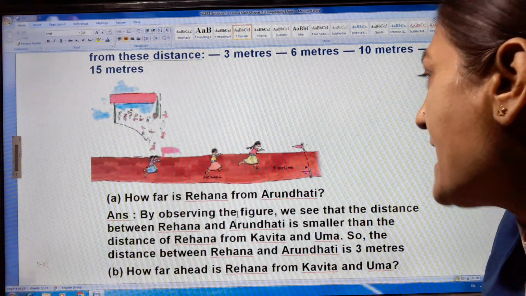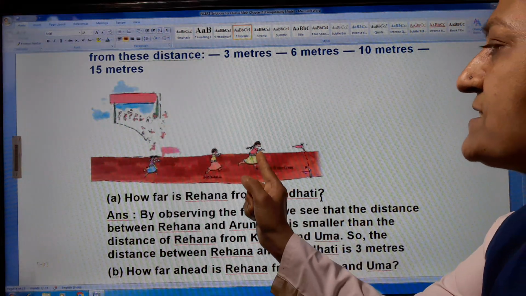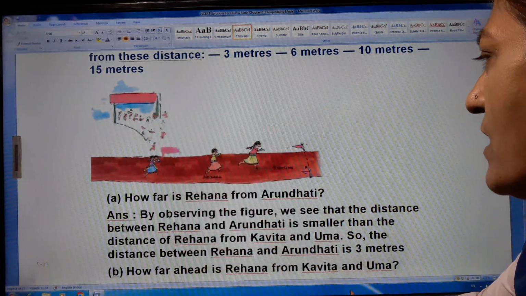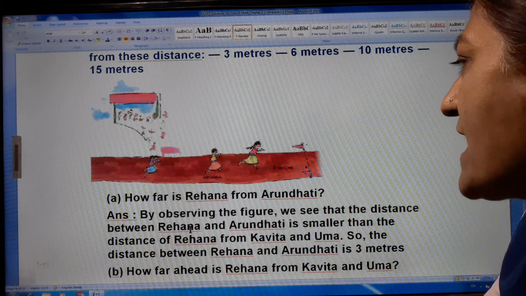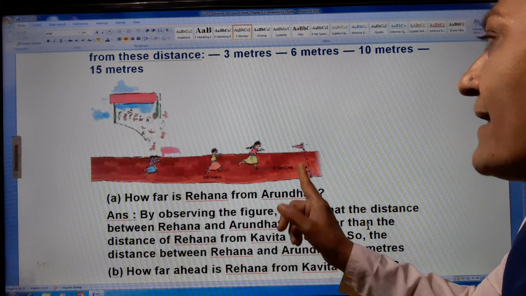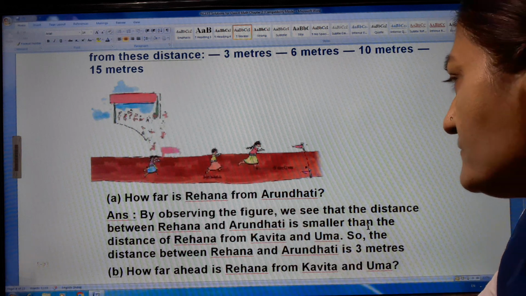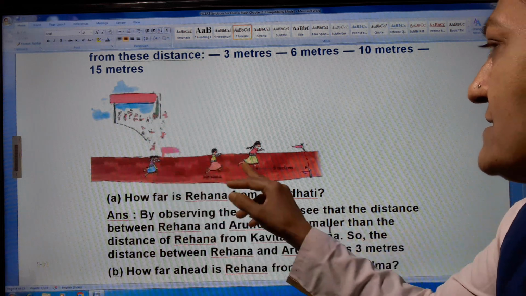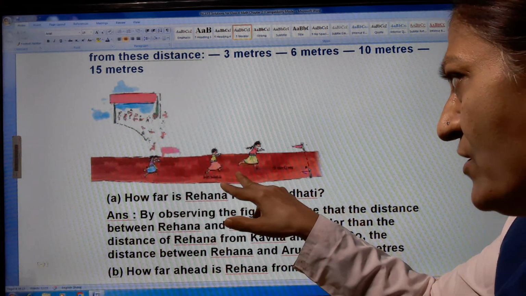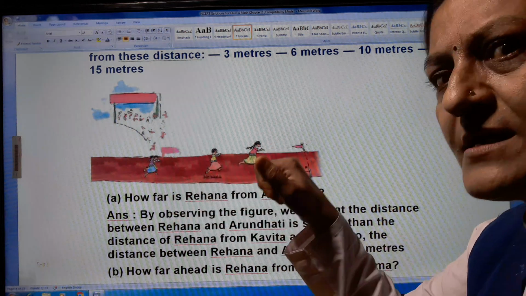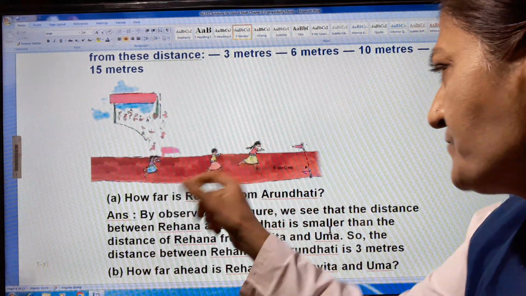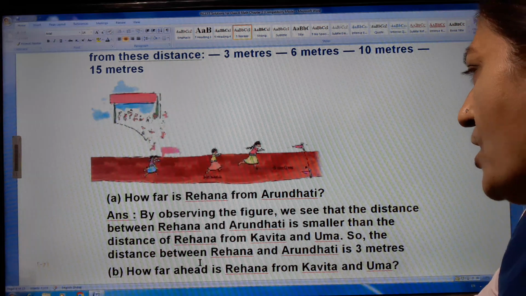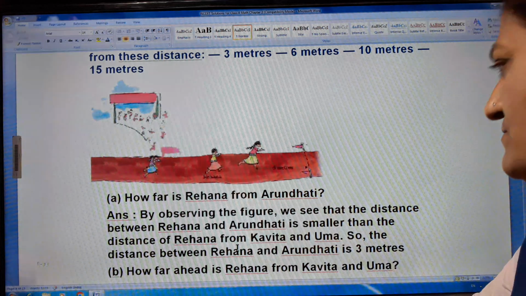How far is Rehana from Arundhati? So the distance between Arundhati and Rehana is 3 centimeter. By observing the figure, we see that the distance between Rehana and Arundhati is smaller than the distance of Rehana from Kavita and Uma. Here also much distance and here also much distance. When we observe, this distance and this distance are different and this distance is smaller. So the distance between Rehana and Arundhati is 3 meter.